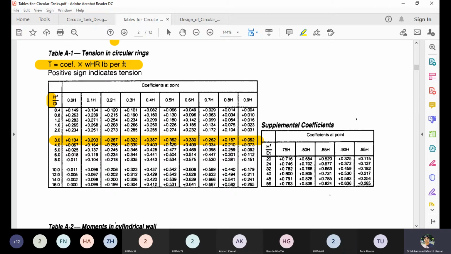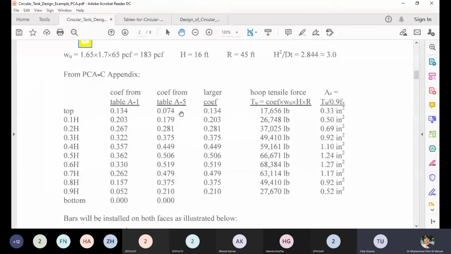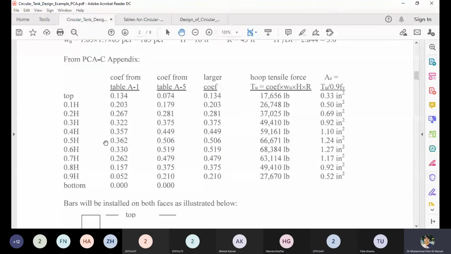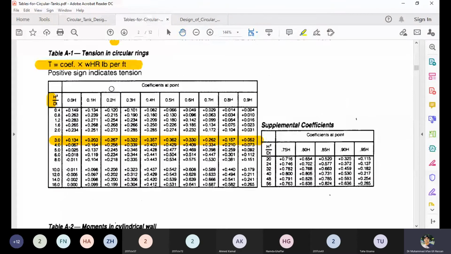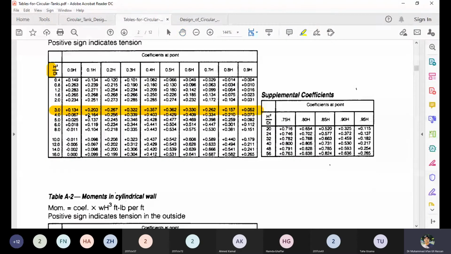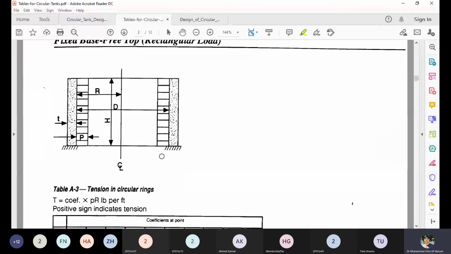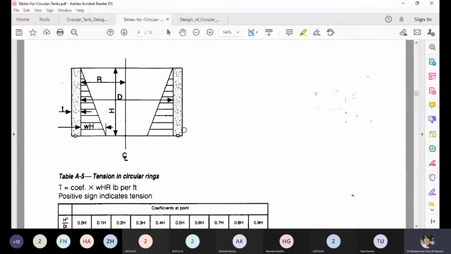Half of h, 0.362 is the maximum coefficient. So that is, you can see at half of h, 0.362. But as I told you, you should go for the conservative design. So when the bottom end is fixed, that is table A1. But when the bottom edge is fixed, you also have to see the cases when the bottom edge is not fixed and it is hinged.